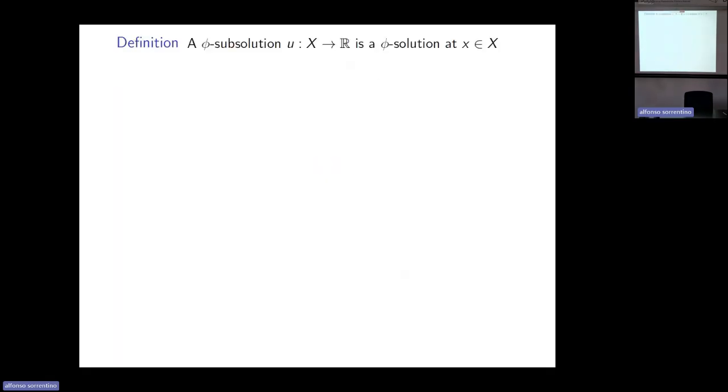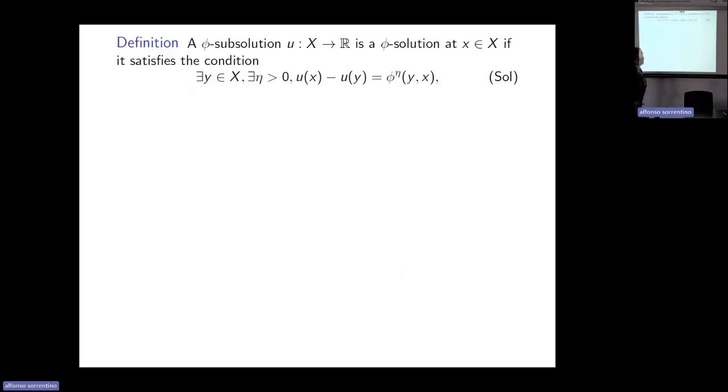Let me come to phi solutions. So a phi solution is first a phi subsolution, and we are going to ask a little bit more of it. It has to satisfy the following condition for every x. It's a phi solution at x if there exists a y in X and an eta positive such that u of x minus u of y is phi eta of y, x. Of course, if I don't impose eta positive, then I can always take x equal y, and because phi of x, x is 0, so you have to impose it somewhere.